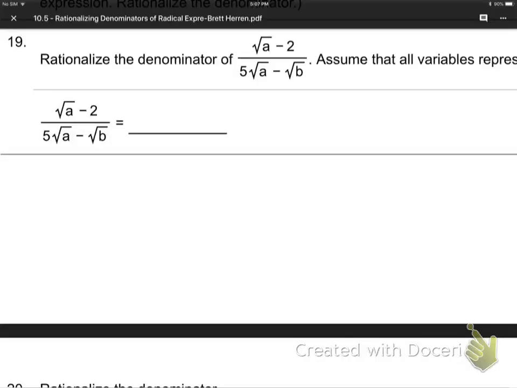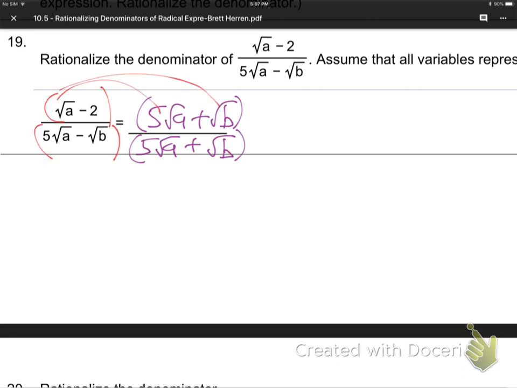Okay, number 19. So, same thing. We have square roots and plus or minus in the bottom. So you know what we do. We multiply top and bottom by the whole denominator but opposite sign in the middle, called the conjugate. Opposite sign in the middle. So here we go. We're going to FOIL the top. So now what happens? What's the rule when we multiply root things?